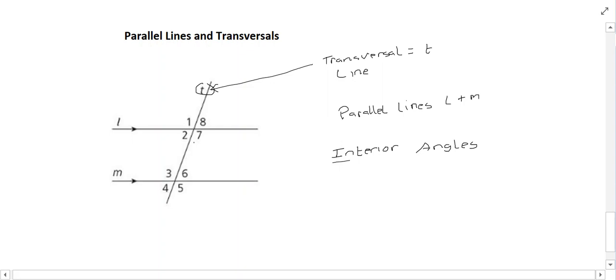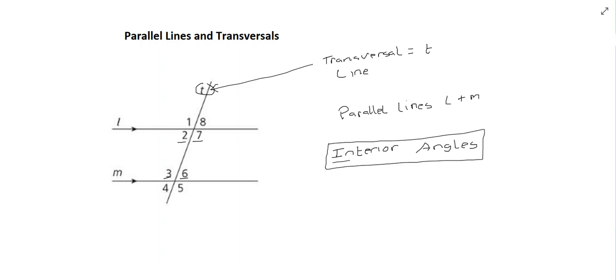So in this case, where are the interior angles? So we have this angle here, 7, and we have angle 2, and then we have another pair of interior angles. So we have angle 3 and angle 6. So these would all be called interior angles. So the angles 2, 7, 3 and 6 are between the parallel lines, and we call these interior angles, and there are two on each side of a transversal.